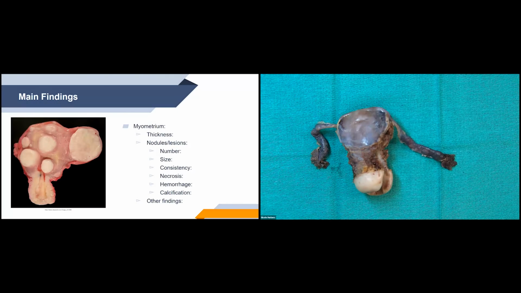For myometrium, again, we'd be wanting to give that thickness, and then we'd be giving the number of lesions, so the number, size, and consistency. These ones are well circumscribed, white, and whorled. We'd be saying if there's any necrosis, hemorrhage, or calcification identified. And our other findings will be if the myometrium is lacy or trabeculated, which could be an indication that there's adenomyosis.